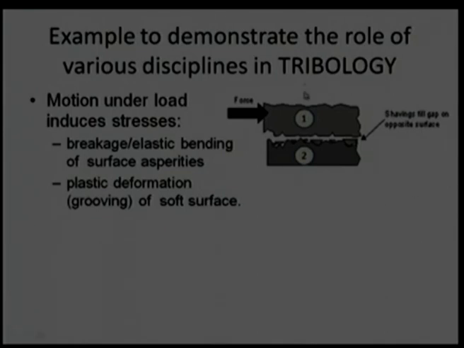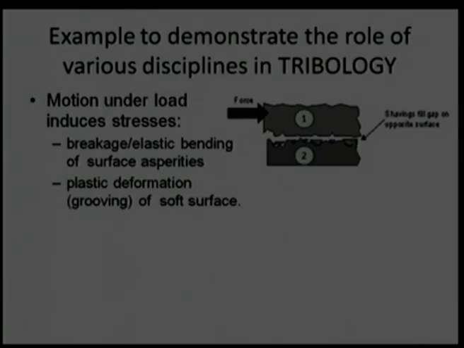We say that there is a surface 1 and a surface 2, and there is a possibility of relative speed when we are applying some force on surface 1. Due to this force, surface 1 will be pushed against component 2, or surface 2. In that situation, there are a number of possible outcomes. One is elastic bending of asperities. The second is breakage of surface asperities, and the third is plastic deformation of the soft surface.